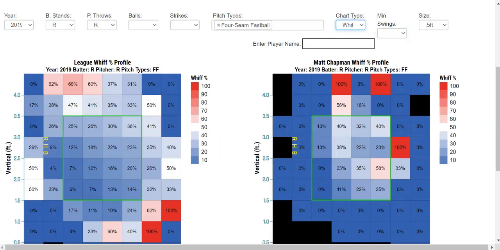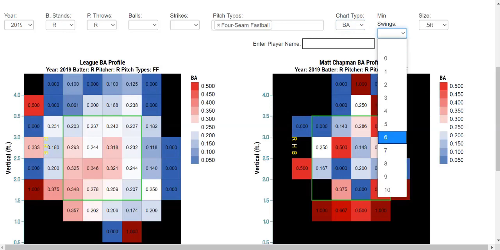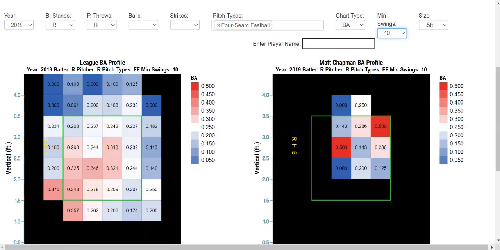Whiff percentage, he's susceptible to whiffing at this high fastball when he swings at it. Also low and away. I don't know why I'm yelling. Sorry about that. Batting average on fastballs. So we see here he's pretty good at hitting the low fastball. He'll bang this one that's hanging middle. He hits this high and away fastball a good amount.